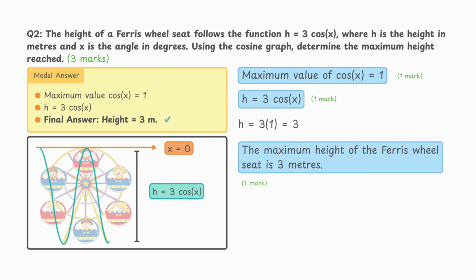Now take a moment to understand what is happening. The cosine graph controls the shape of the motion, and the number in front, which is 3, controls how high the seat can go. So always remember this idea. The maximum value of cosine x is 1, and multiplying it by a number scales the height. So the final answer is the maximum height of the Ferris wheel seat is 3 meters.